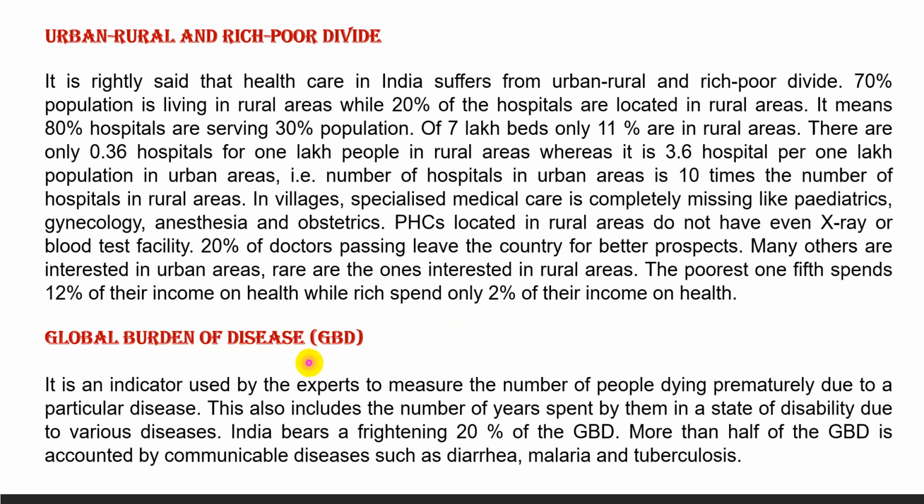Global burden of disease. It is an indicator used by the experts to measure the number of people dying prematurely due to a particular disease. This also includes the number of years spent by them in a state of disability due to various diseases. India bears a frightening 20% of the global burden of disease. More than half of the global burden of disease is accounted by communicable diseases such as diarrhea, malaria, and tuberculosis.